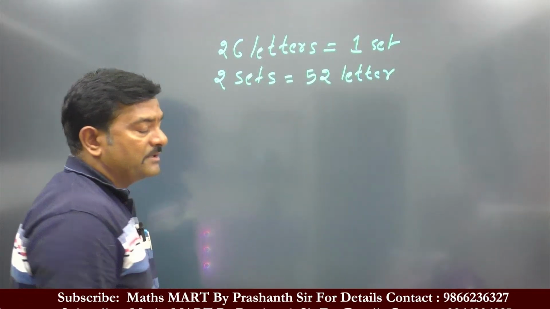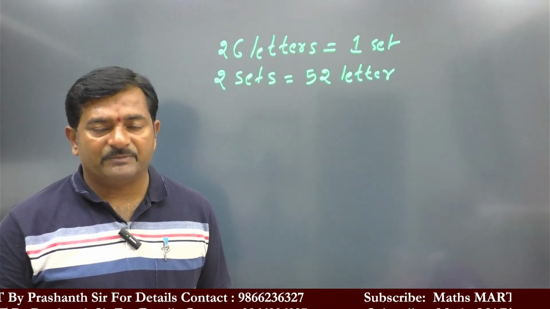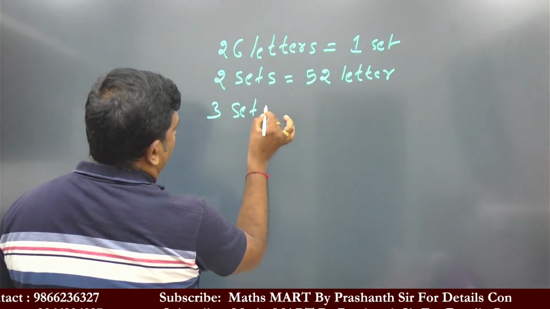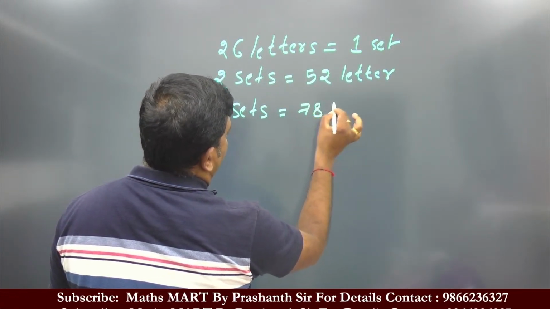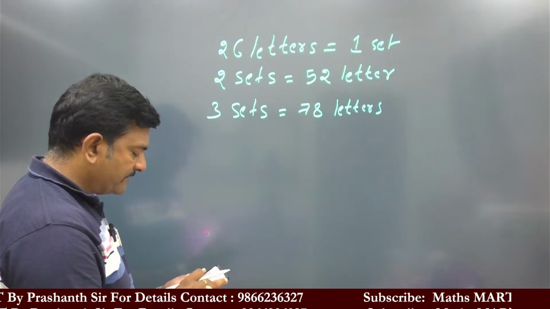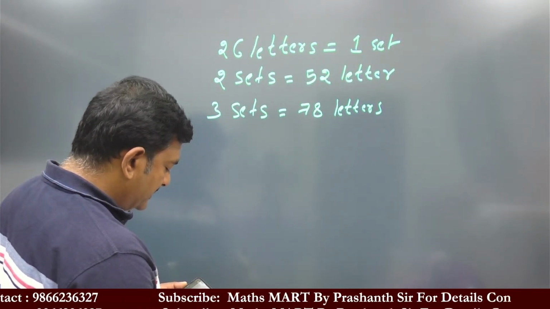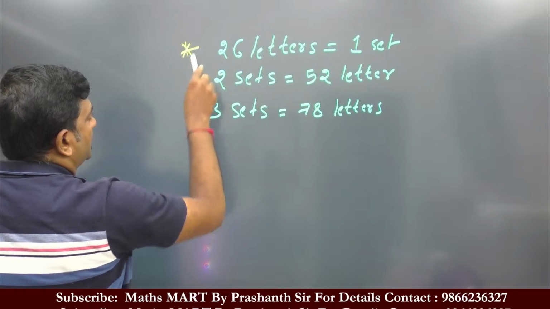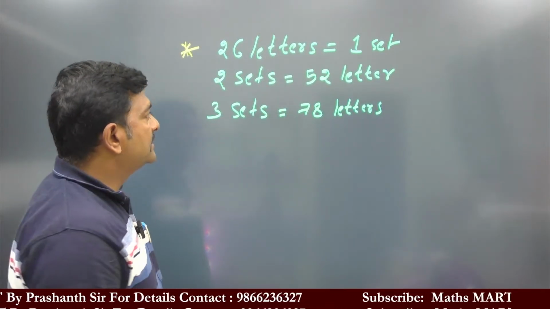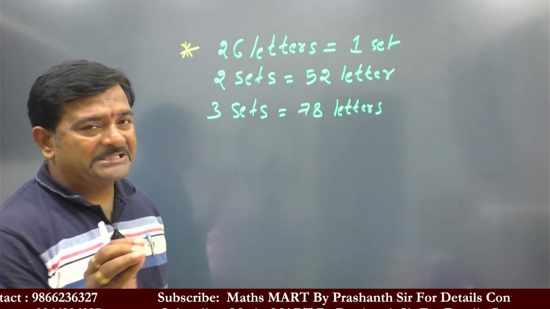There is a purpose behind this. In the English alphabet we have only 26 letters, but from the mathematical reasoning point of view, we have many more alphabets. Now you can take 3 sets, which means 26 into 3, that is 78 letters. One set means 26 letters. Two sets means 52 letters. Three sets means 78 letters. Like that 4 sets, 5 sets, 6 sets and so on. Up to this is maximum enough from a reasoning point of view.